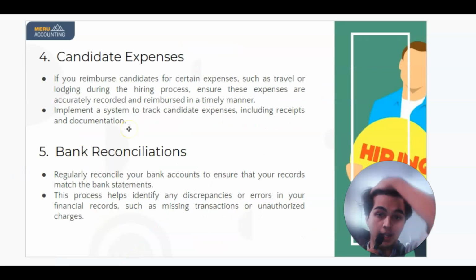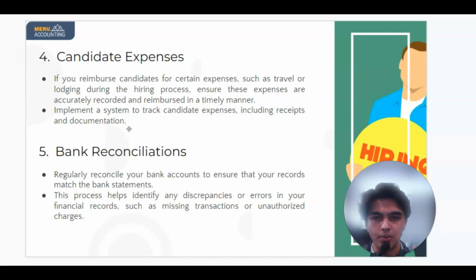Now, candidate expenses. In candidate expenses, you can calculate the other expenses that you give to candidates, like their travel expenses or their lodging expenses at the time of their hiring. Okay, and you have to make sure that you record all these things accurately and in a timely manner. And also you can implement a system to track these candidate expenses, including their receipts or documentation, all this.